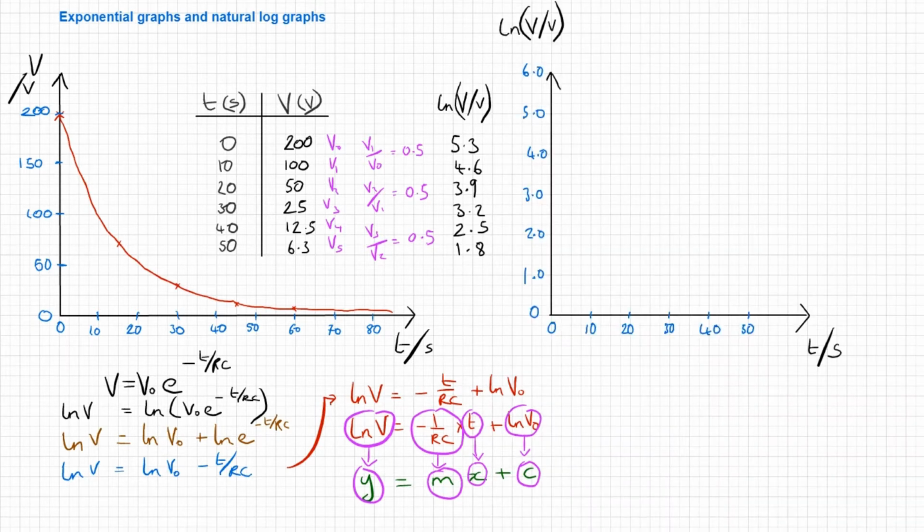Well, I've got my axes ready, handily, and so let's put on the points. We're roughly going to have something looking like this. At 10 seconds, 4.6, and at 20 seconds, 3.9, and it is indeed starting to look like it's going to be a straight line, which is pretty cool. So at 30 seconds, 3.2, and at 40 seconds, 2.5, and at 50 seconds, 1.8.